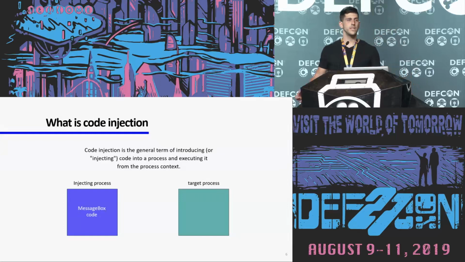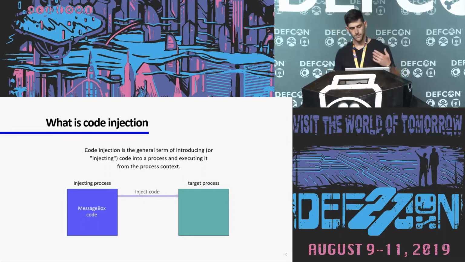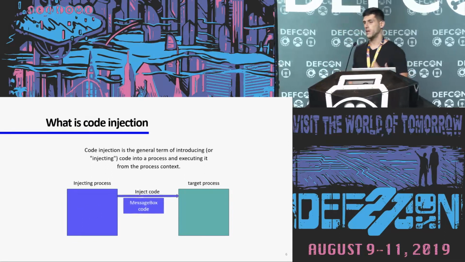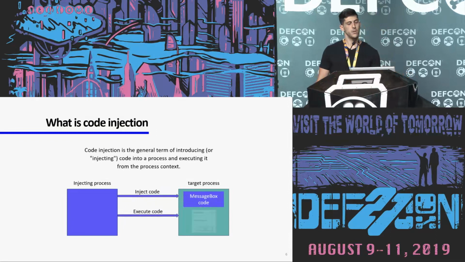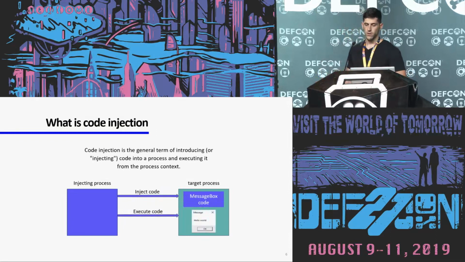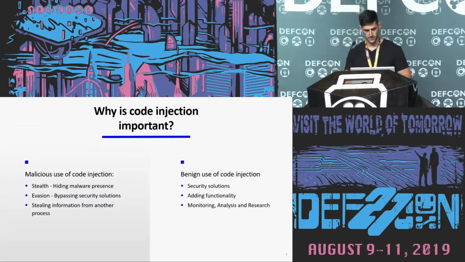Okay, so what is code injection? Code injection is the term for inserting code from one process into another and then executing it in the context of the other process. So it looks like this. First, we inject code into the target process, a message box, and then we execute the code. Throughout this presentation, I'm going to use the terms target process and injecting process. Okay, so why is code injection important?